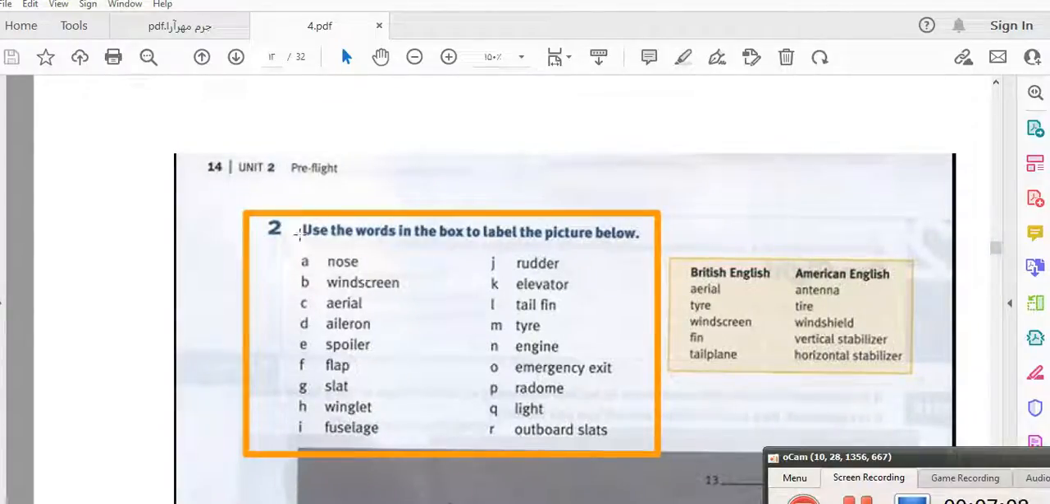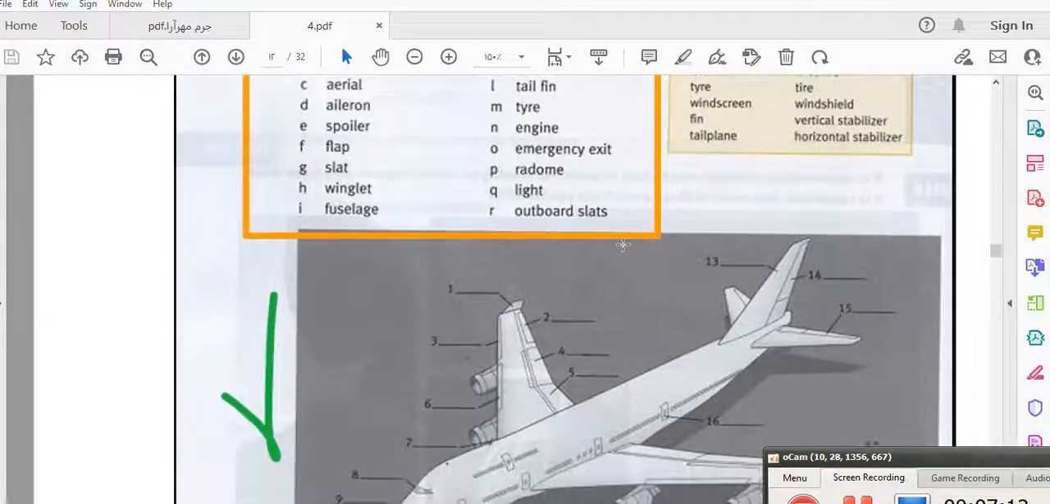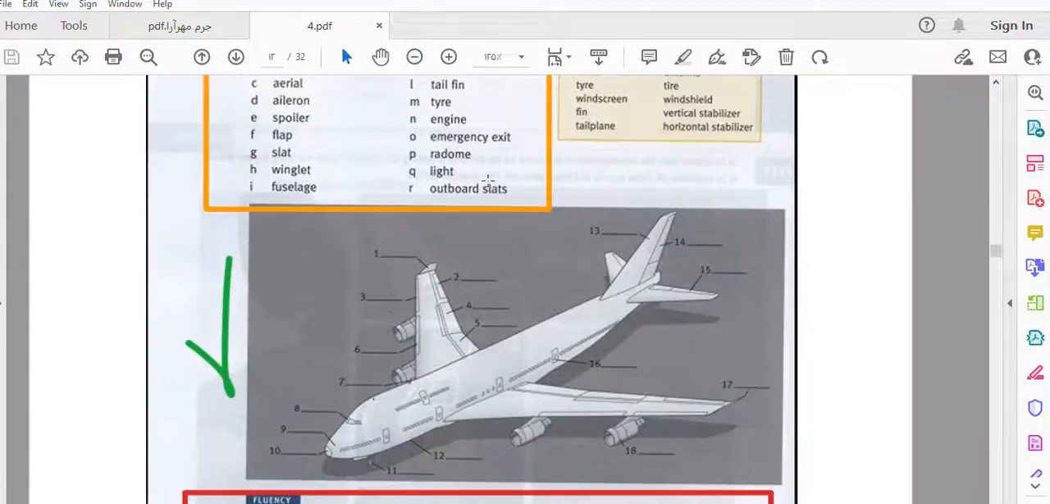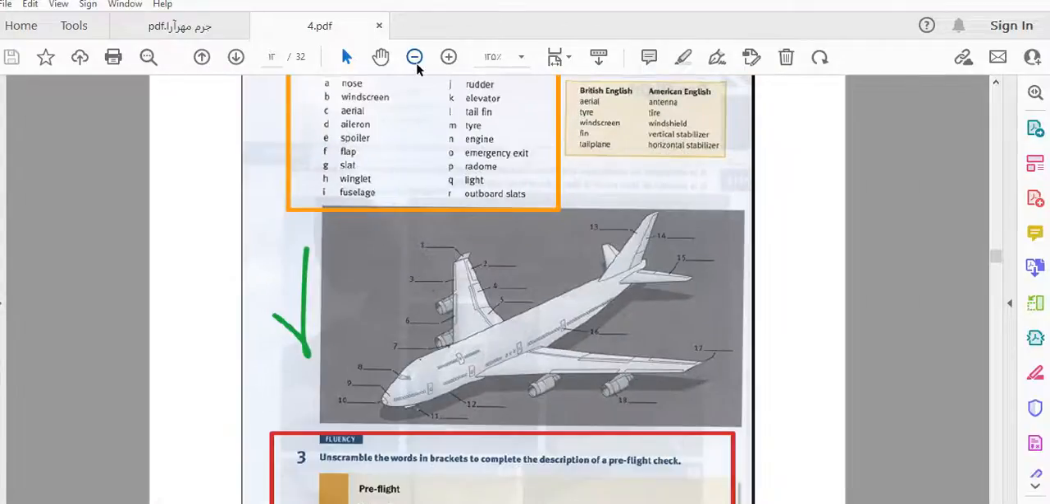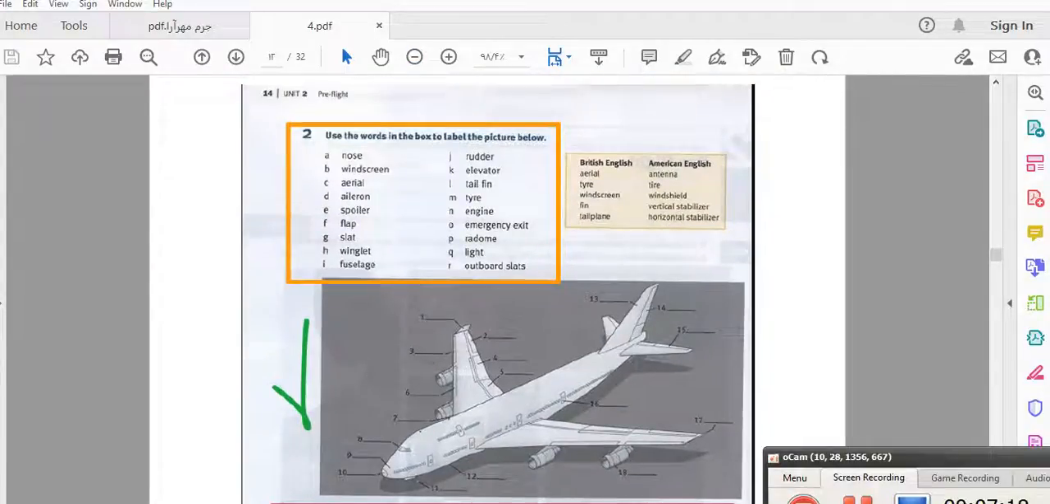Okay. Use the words in the box to label the picture below. Let me zoom out a little so that we can match them. You see, this is a really important part of your final exam. We are going to match them.